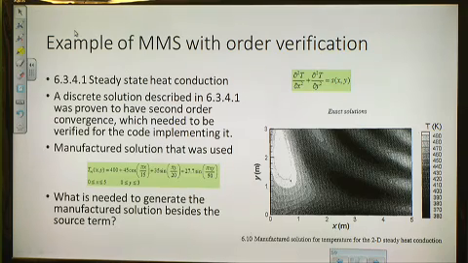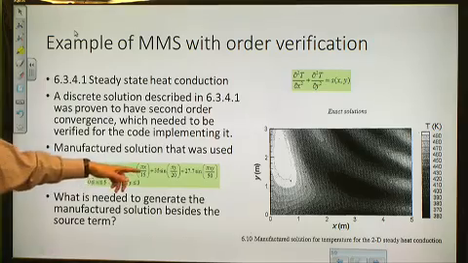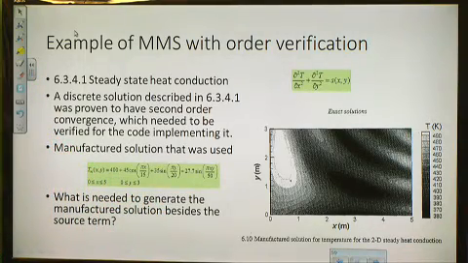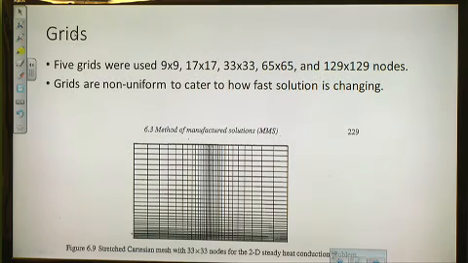We need to apply boundary conditions. So we basically have to calculate the temperature on the four boundaries and apply this temperature there. So this is that, and this was done with 5 grids ranging from 9 by 9 to 129 by 129. And you see here the 33 by 33 grid that shows you that based on the solution, the grid was created so that it will capture where the gradients are largest.